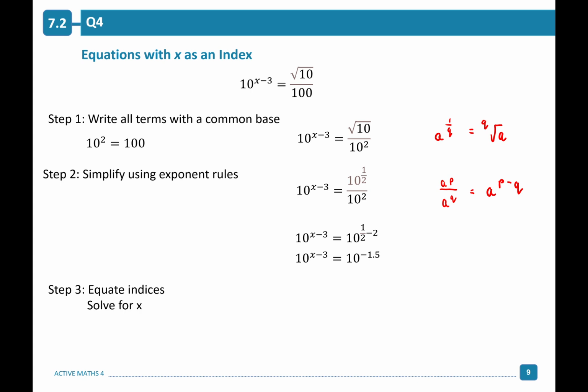Step 3, we equate our indices and solve for x. Equating our indices gives us x minus 3 equals minus 1.5. So we just take all of our indices and we write it as its own equation. And now solve for x. Bringing 3 to the other side gives us x is equal to minus 1.5 plus 3. And adding together our like terms, we get x is equal to 1.5. Please pause and take down this example.